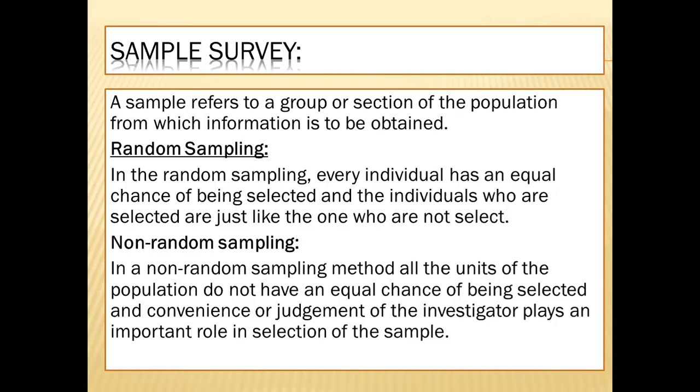In a non-random sampling method, all the units of the population do not have an equal chance of being selected, and the convenience or judgment of the investigator plays an important role in selection of the sample. So in non-random sampling, not every individual has a chance to be selected. It is judgmental or convenience of the investigator that plays an important role in selection of the sample. The random sampling will not come in your examination this time due to the corona pandemic.